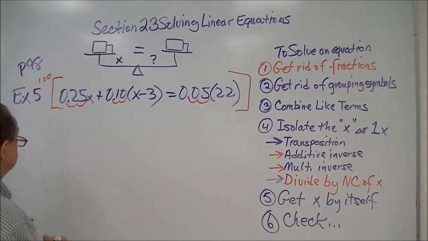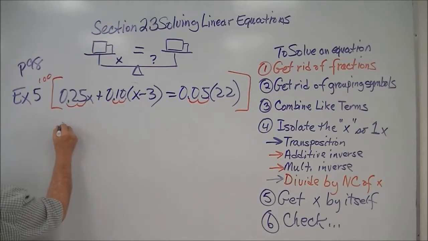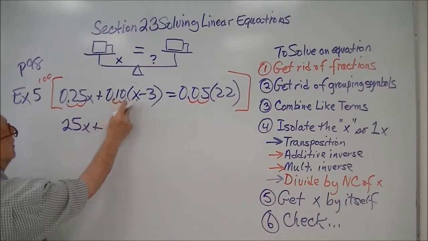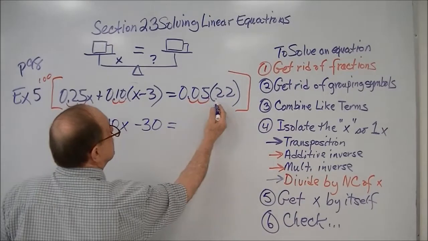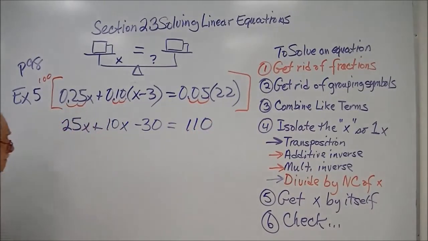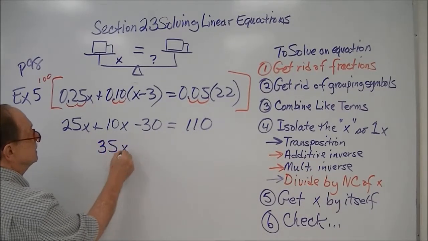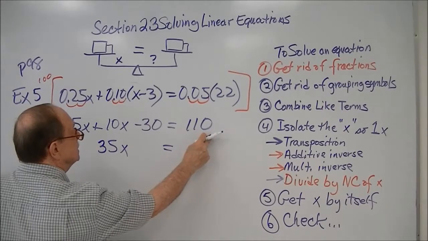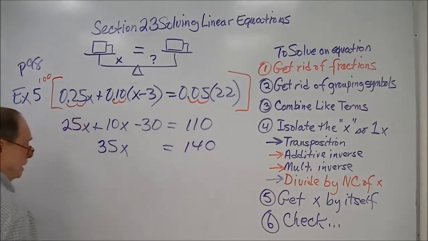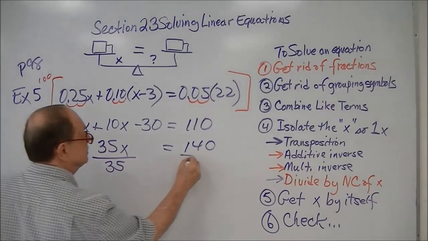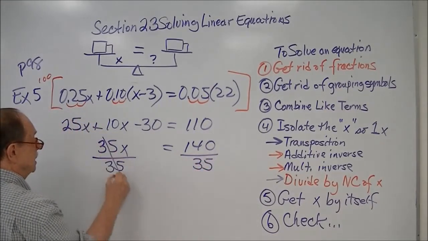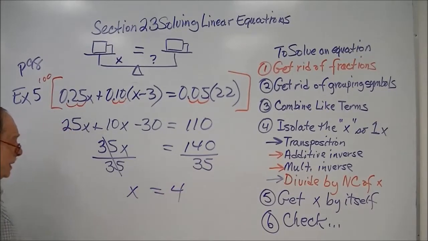And then you rewrite it. This will be 25x. This is now a 10x minus 30 equals 110. Notice, without the decimals, a lot easier. Now, group like terms, 35x. I'm going to transpose that to the other side. This gives me 140. I'm going to divide both sides by the numerical coefficient of x. X equals 4. And it checks out.